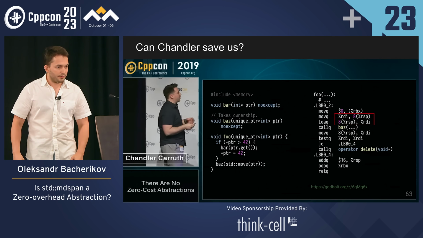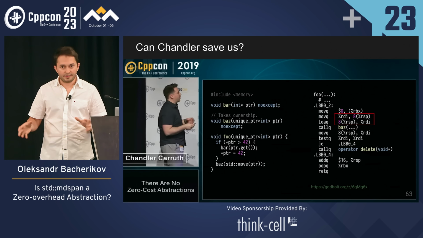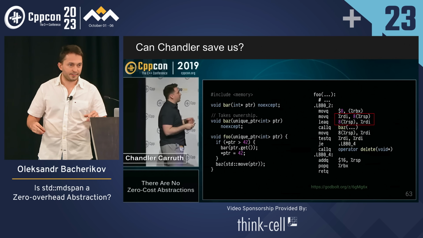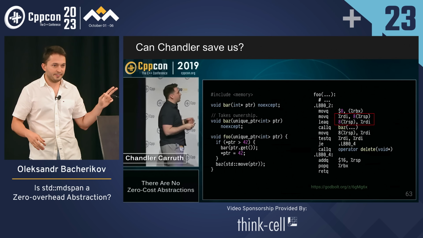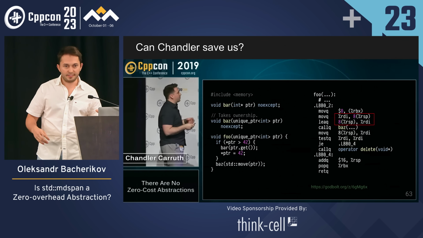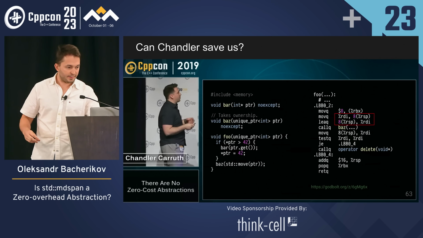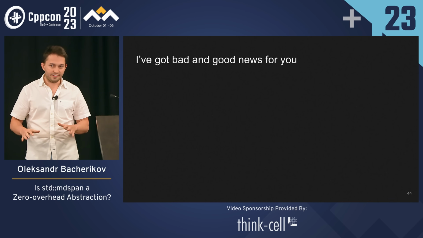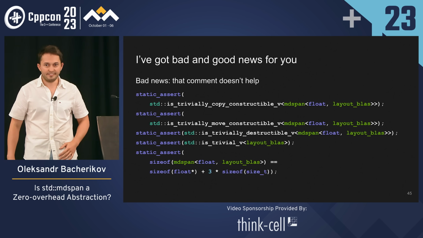So a few years ago, Chandra had a great talk at this conference, doing a similar investigation to ours, but for a unique pointer. And he was also looking at the assembly, and you can see he also has RSP in the slides, so this looks promising. And actually, after the talk, in the Q&A section, there was a comment about trivial ABI. So let's check if that comment helps us. Well, I've got bad news and good news for you. Let's start with the bad ones. Well, it doesn't really help.